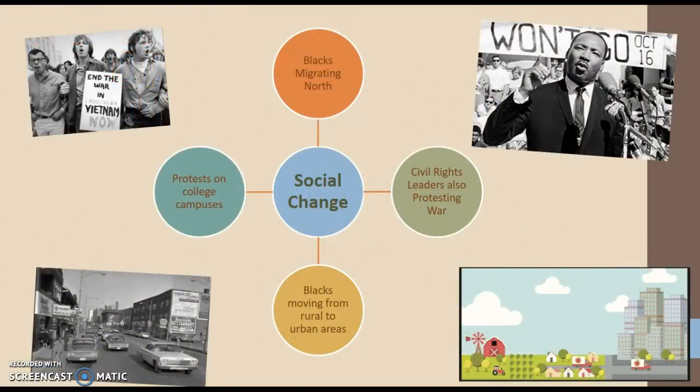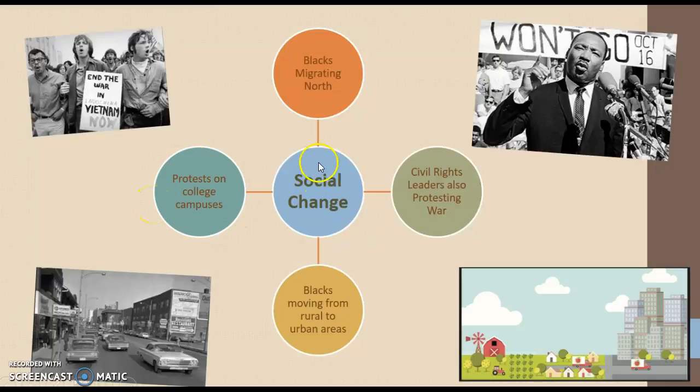And so during this time period, we have so many different things going on. Remember, people are getting very upset about the Vietnam War, especially young people, because ultimately in the case of a war, young people are the ones who are asked to go and fight. So many of these protests are happening on college campuses.